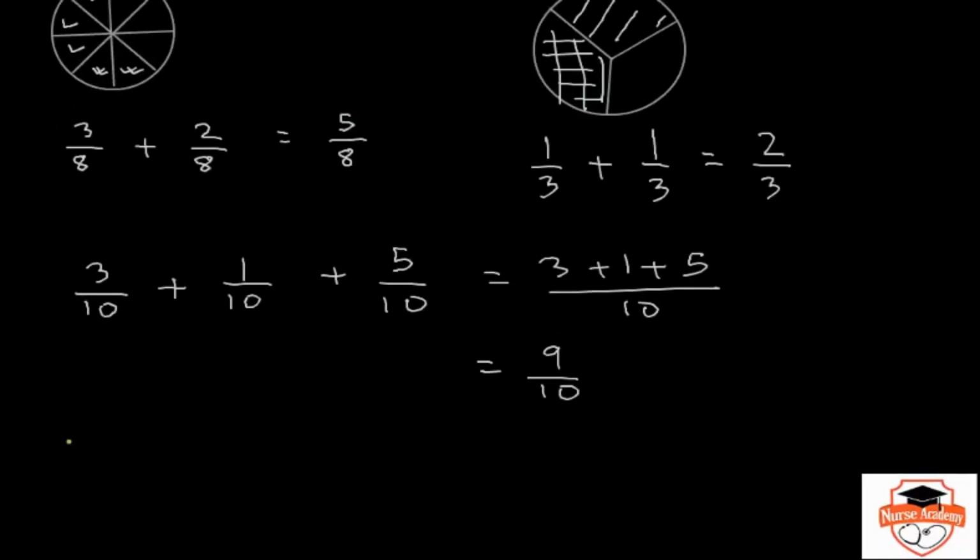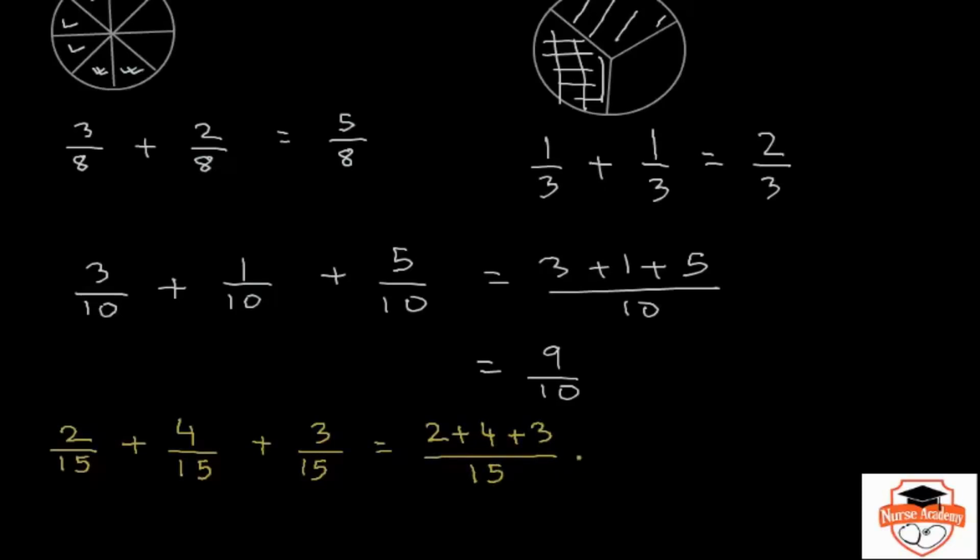Sometimes you might need to reduce or simplify your final answer. For example, if you had to add, let's say 2/15 with 4/15 with 3/15, let's say. So you get on the top 2 plus 4 plus 3 all over 15, which is 9/15, and 9/15 can be simplified. You can divide 9 with 3 and 15 with 3. So that becomes 3 over 5. So the simplified form of this sum is 3/5.